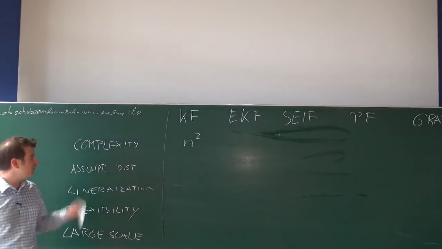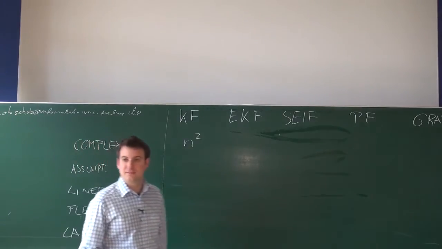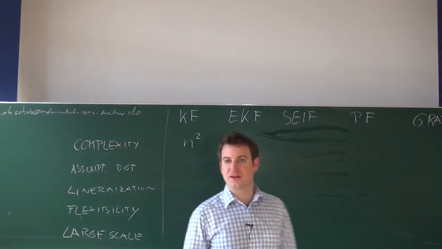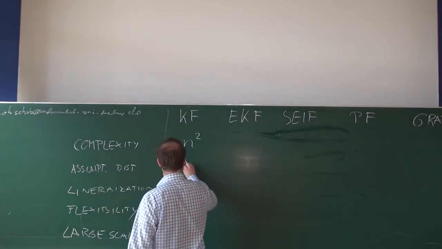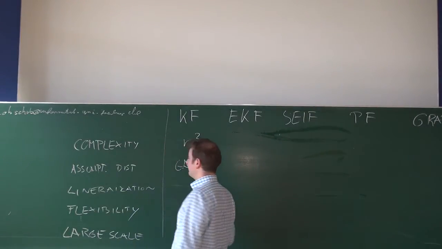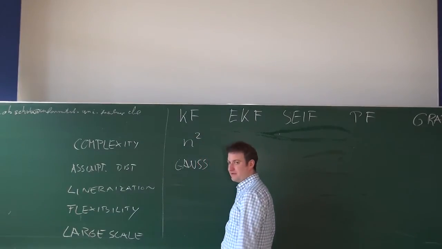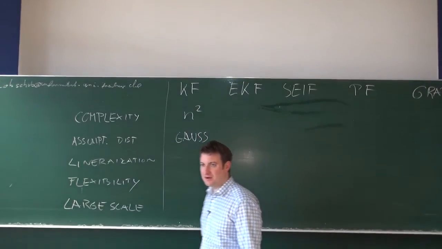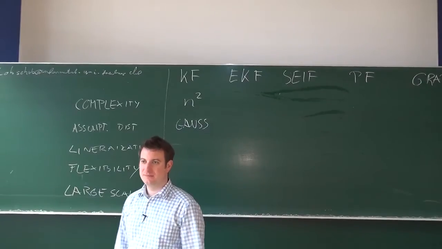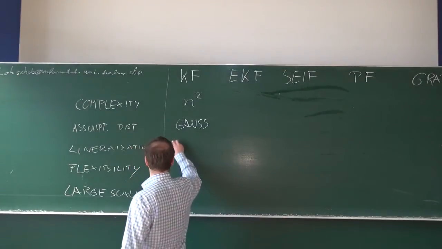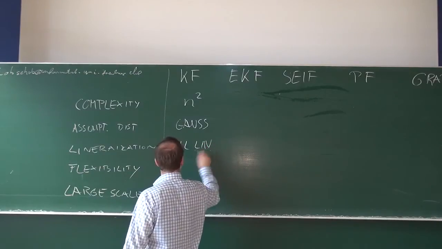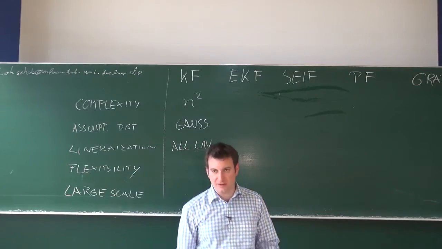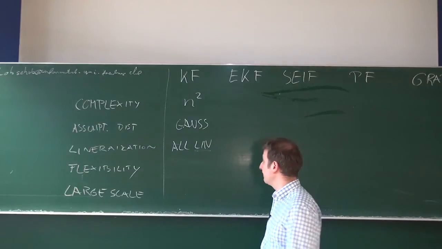What is the assumed distribution of the Kalman filter? What kind of distributions can it represent? Yeah, perfect, at least. So purely Gaussian. What about linearization or linearity assumptions? Yeah, everything, all linear. So it's not even linearization, it assumes everything is linear, and if it's not linear, it can't be applied.